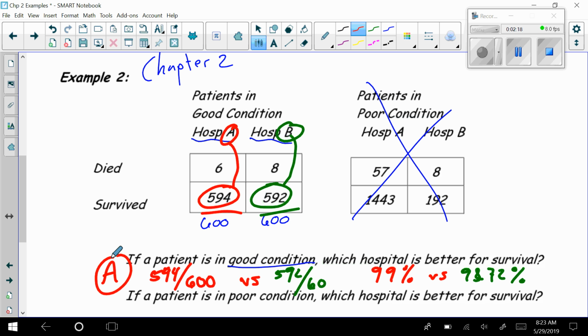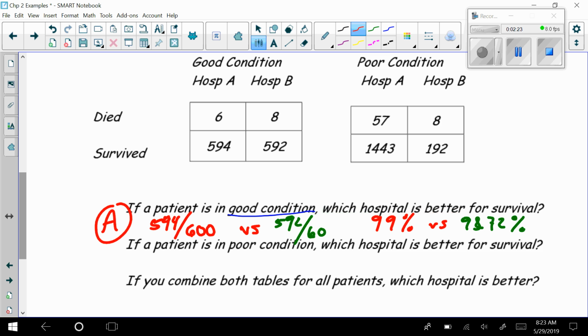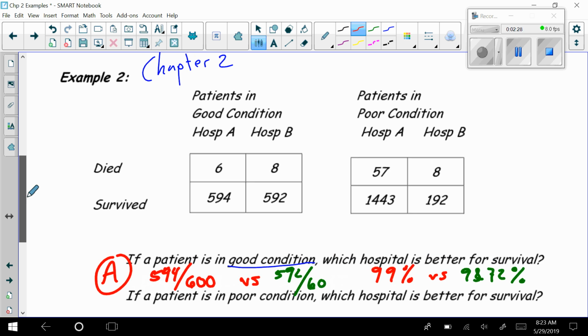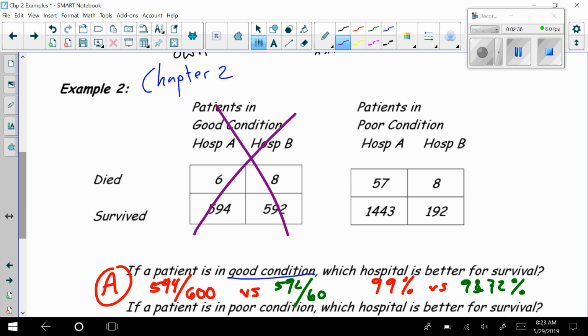Now, because I write all over these, I think I'll just clear this and start with a new blank slate. If a patient is in poor condition, which hospital is better for survival? Same type of thing here, but now they're in poor condition, so I don't care about these over here. Now I just have to add these up over here. That's 1500, and then this is 200, and we care about surviving again. So I'm taking the 1443 divided by 1500 and the 192 divided by 200.